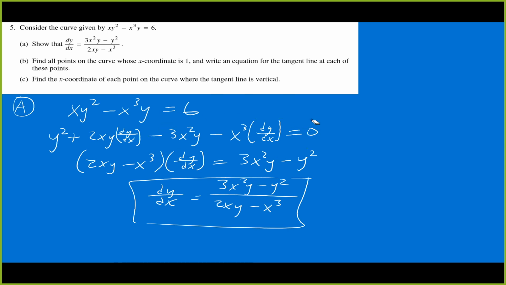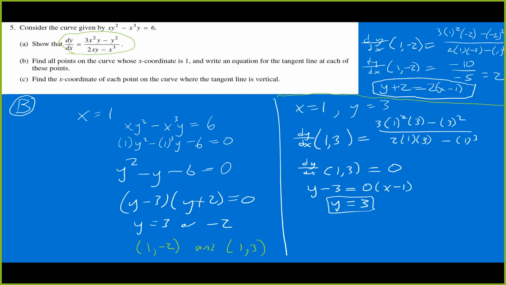Okay, for the next step, I'm going to move every term that does not have a dy over dx to the opposite side. So I'm going to add this negative 3x squared y to the opposite side, and subtract the y squared to the opposite side. And now every term has a dy over dx in it, so I can factor that out. And if I factor out my dy over dx like I did here, then we can just divide by everything that's not dy over dx, and we'll get an answer for dy over dx. Alright, so that's a proof that dy over dx is what it said we should get.